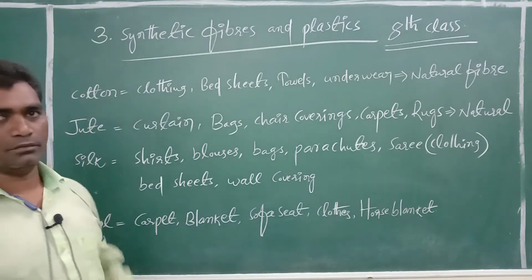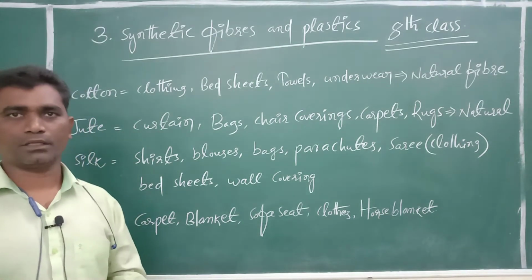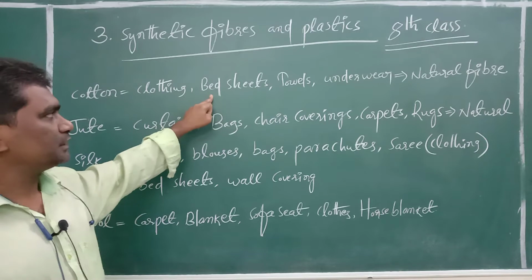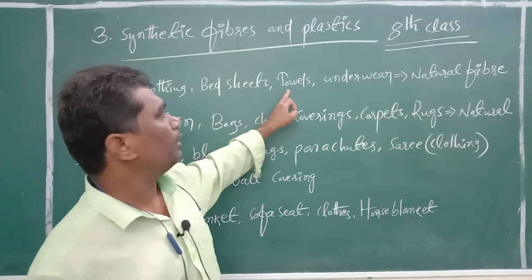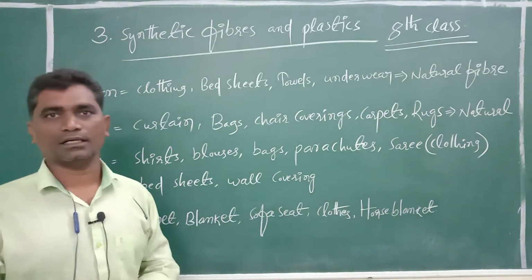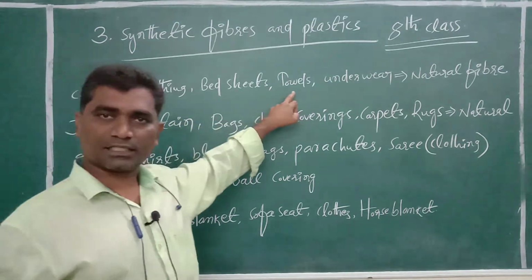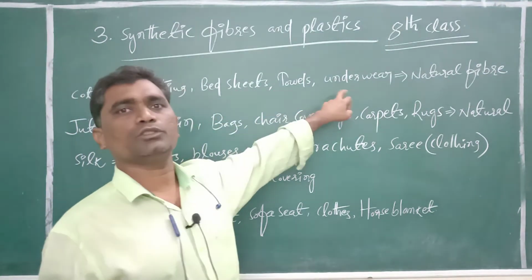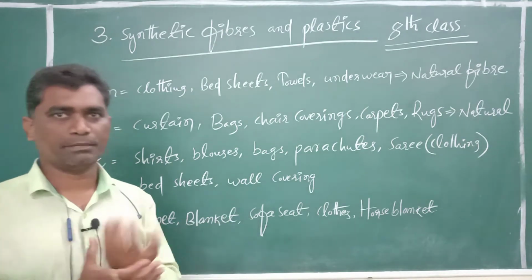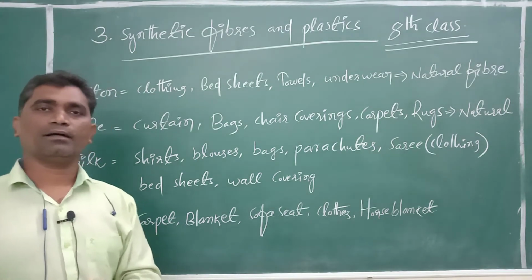So here, what is the use of cotton? With cotton fiber, cloth is made, cloth is prepared, produced: clothing, bed sheets. To make bed sheets, cotton cloth is used. With cotton cloth, bed sheets are made, towels are manufactured, underwear, so many like that. All the clothing. Okay, so here cotton cloth is made. That is a natural fiber. Cotton fiber is natural fiber. Why? Because we get cotton fiber from the cotton plant.